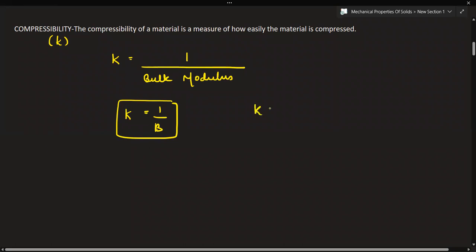So we can write the formula for compressibility. The negative sign would be there to indicate that there is a decrease in volume. But delta V would go on the numerator side now, and we'll be left with pressure and volume in the denominator side. So this is the formula for compressibility.